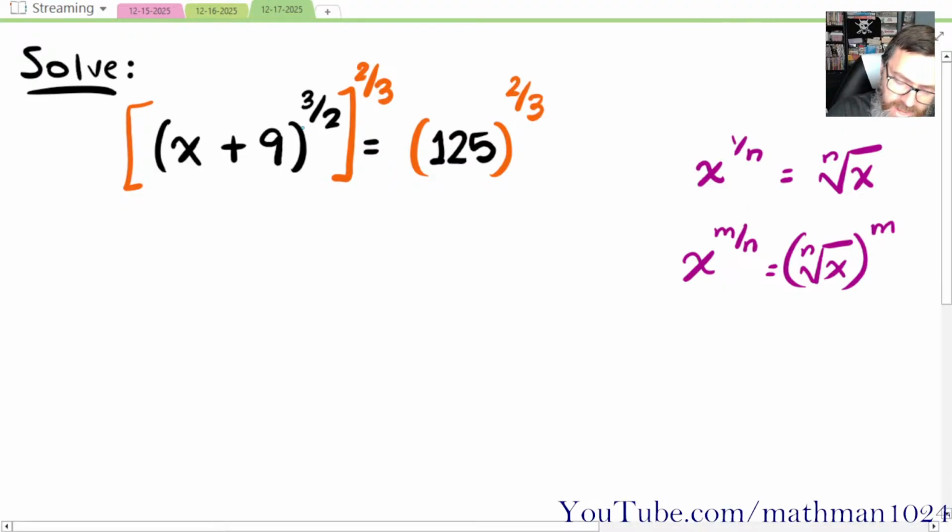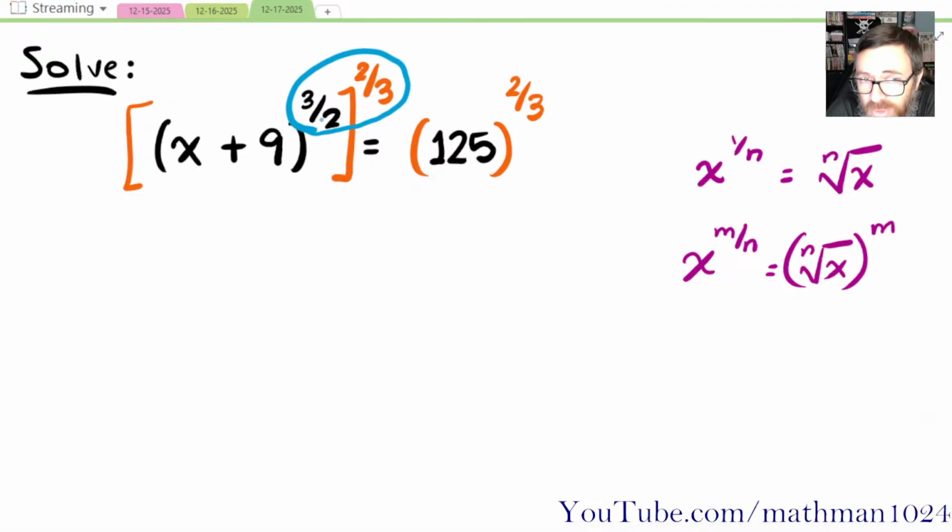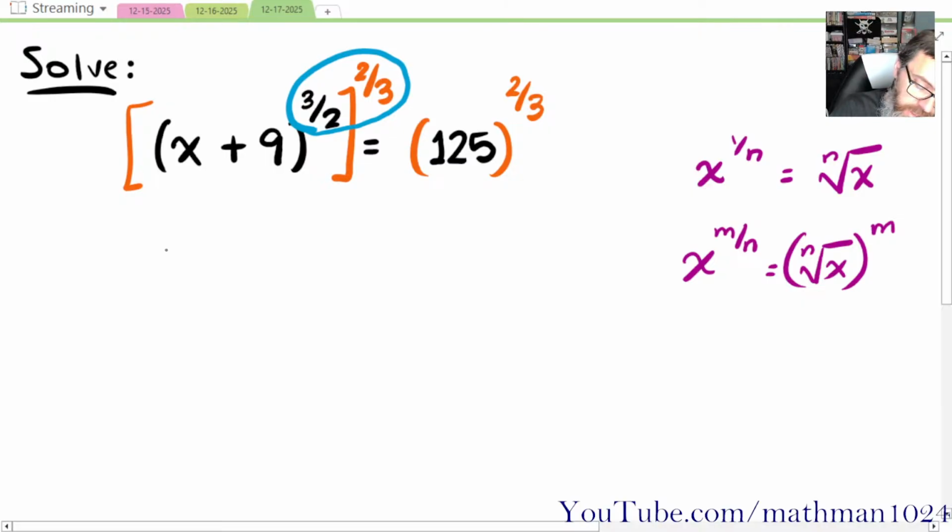Now, when you have a power to a power, remember that you would multiply those powers. But if I'm raising it to its reciprocal, a fraction times its reciprocal is just 1. Again, this is why I'm choosing to use the reciprocal, so I end up with just x plus 9. And then on the right side, I have 125 to the 2/3.